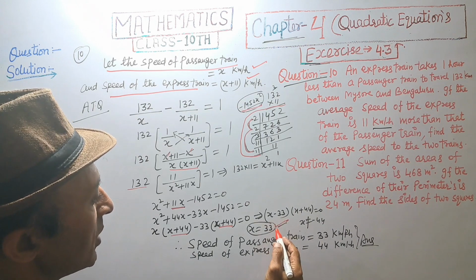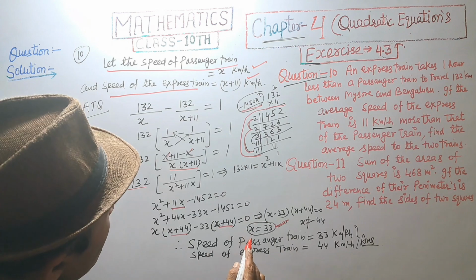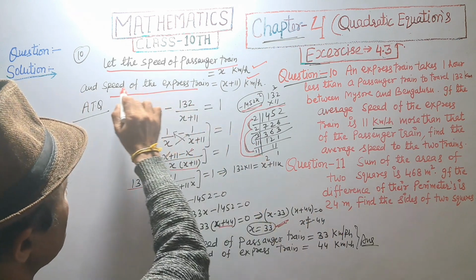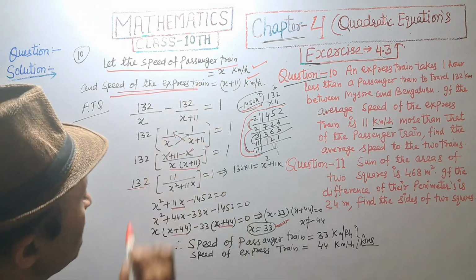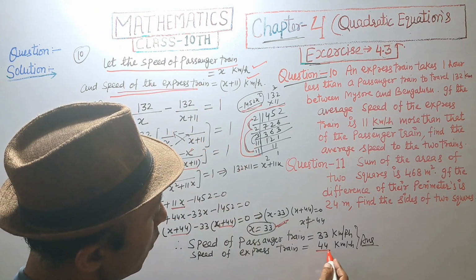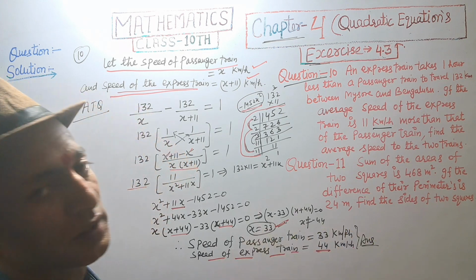x is equal to positive 33, that is the speed of the passenger train. x kilometer per hour means 33 kilometer per hour, and the speed of the express train, 33 plus 11, is equal to 44 kilometer per hour. Answer.